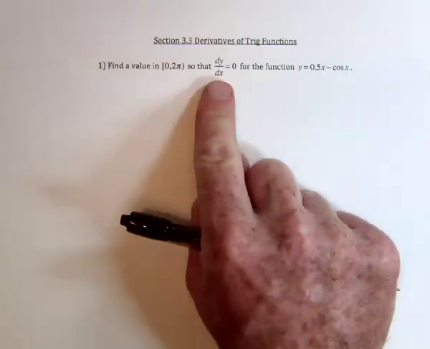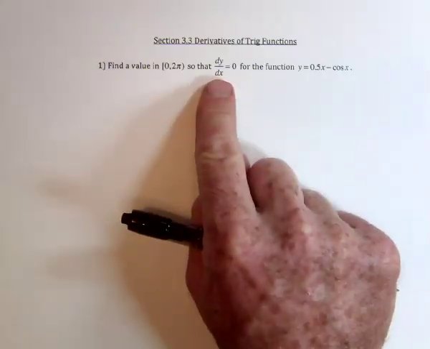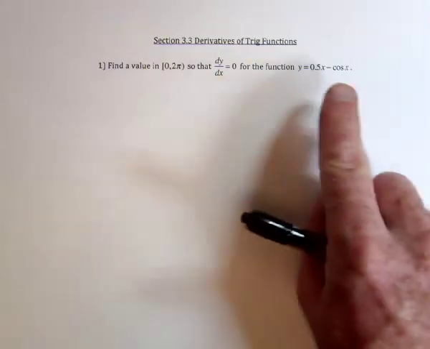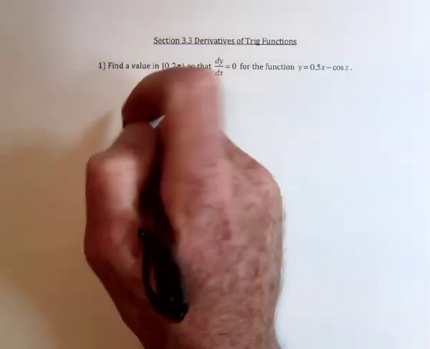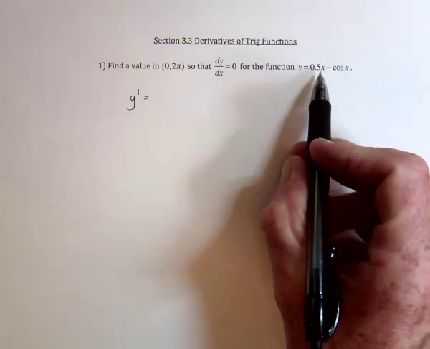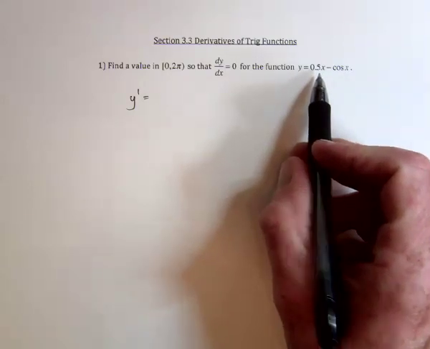So this part right here says take the derivative and set it equal to 0. It's also saying when is the slope of the tangent line equal to 0. Very important. So we need to take the derivative over here. The derivative of this is just going to be 1/2 or 0.5.